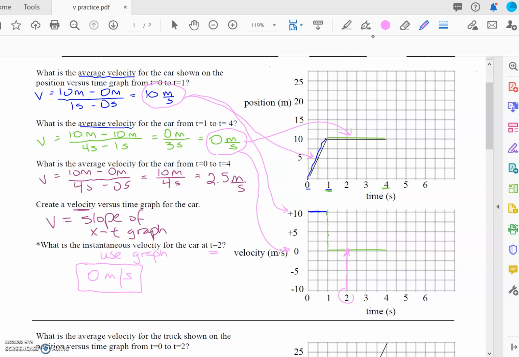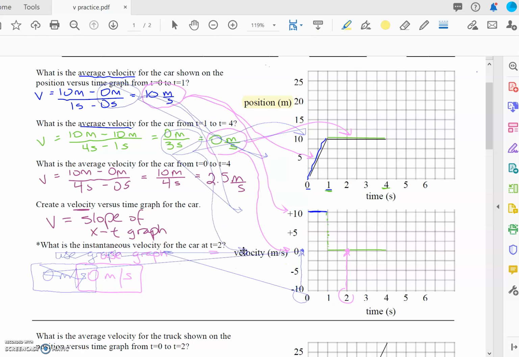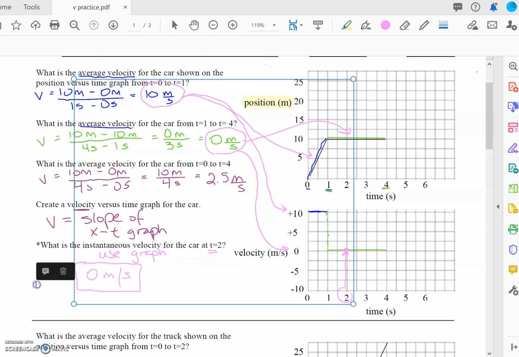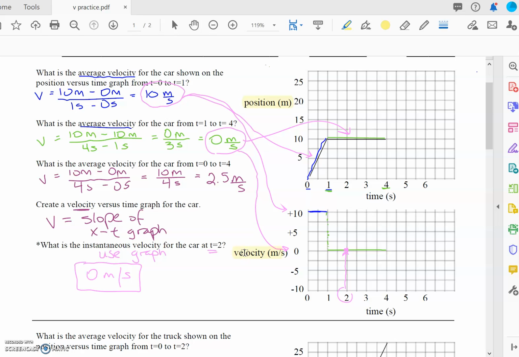So that question is not a difficult question, but you have to know which one of your graphs you want to read. So I'm going to encourage you to start looking closely at the y-axis. Oh gosh, I just moved a whole bunch of writing. Sorry about that. I was trying to highlight the velocity title here. I want you to look at the y-axis of your graphs before you start answering questions and doing calculations.